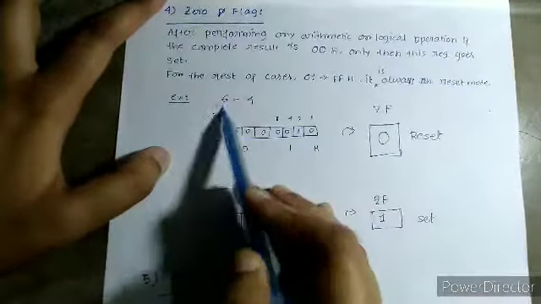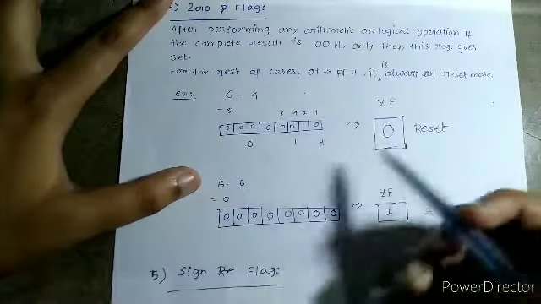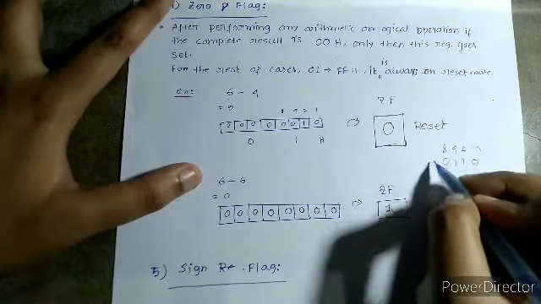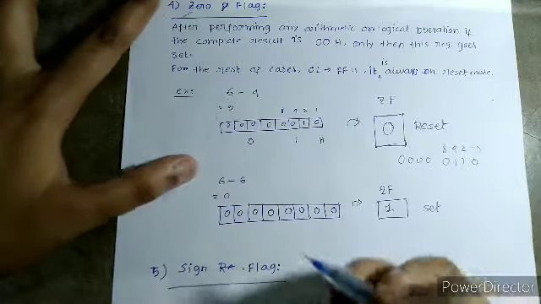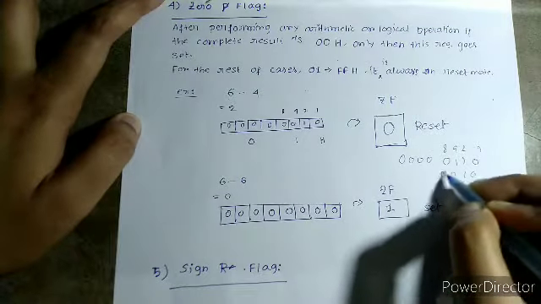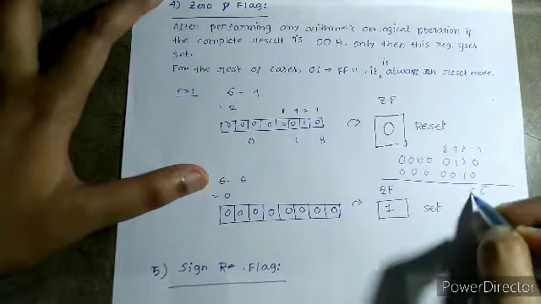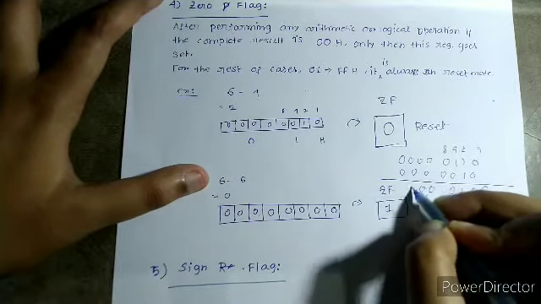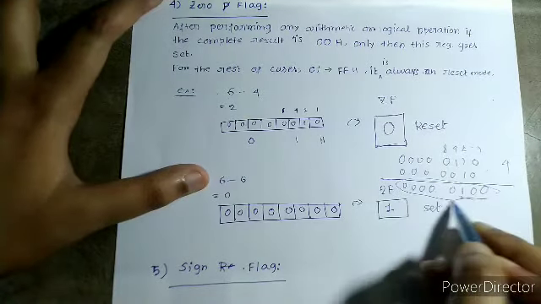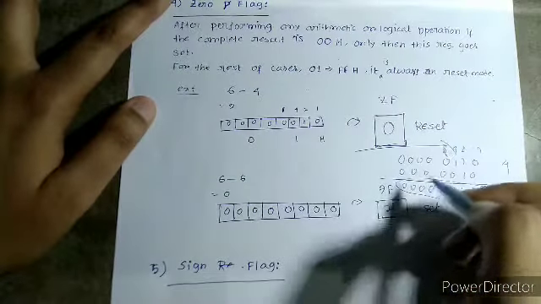What does that mean? Take this example, 6 minus 4. The result will be, with place values 1, 2, 4, 8... suppose I am performing on 8-bit numbers. 6 is 0, 1, 1, 0 and 4 is 0, 1, 0, 0. So what is the result? 2. Is the whole number completely 0? No. What does that mean? The zero flag will be reset as 0.